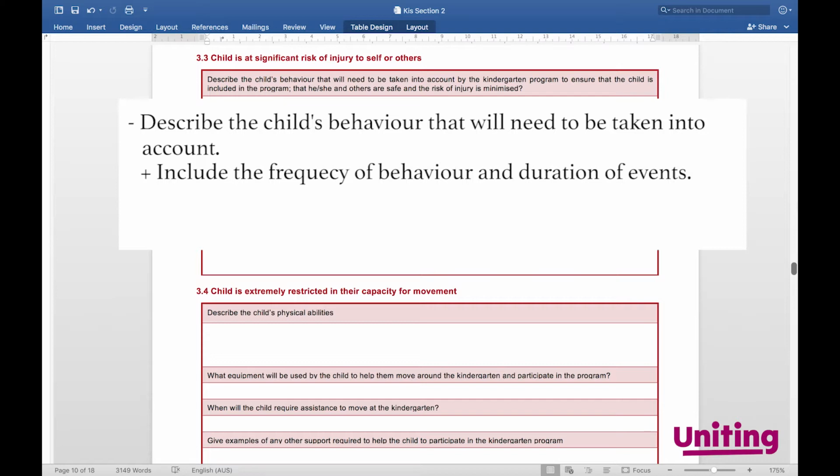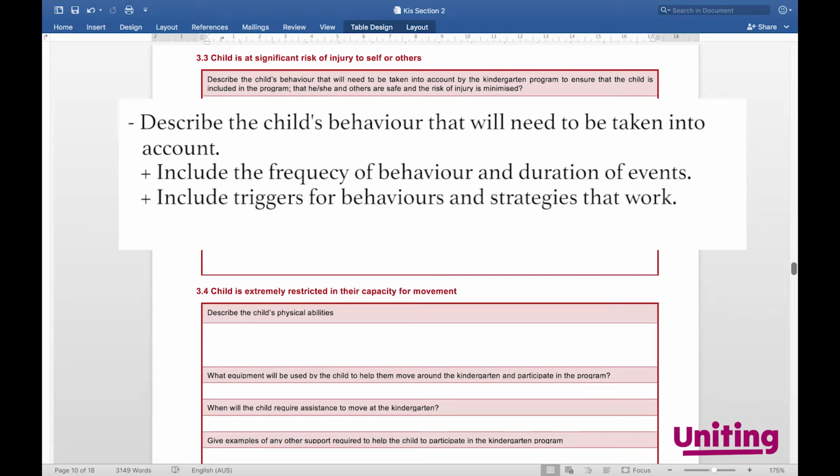You will also need to identify when the child will require extra support in the kindergarten program. What behaviours are predictable? Are there any known triggers for those behaviours? Include any strategies that will work when managing the behaviours when they occur. When completing this section, it is not sufficient just to identify the behaviour. For example, the child has meltdowns when he doesn't get his way. The panel will require more descriptive examples that includes frequency and duration.